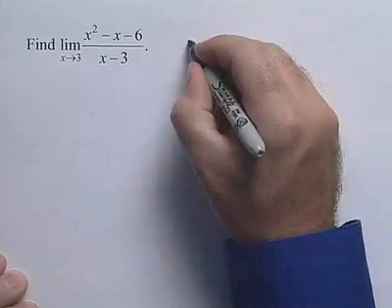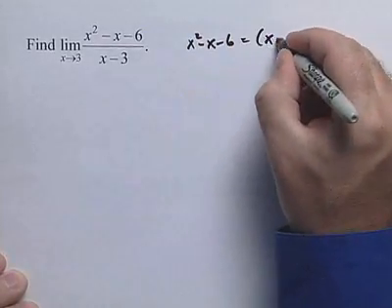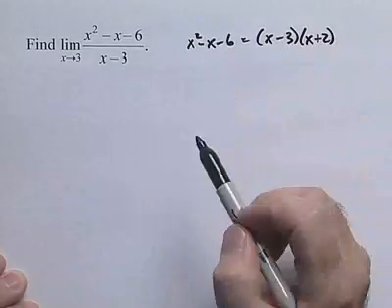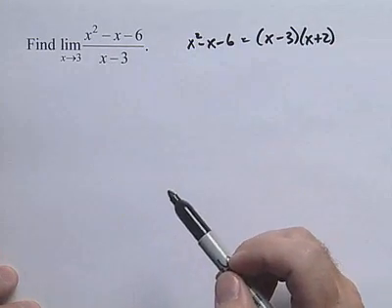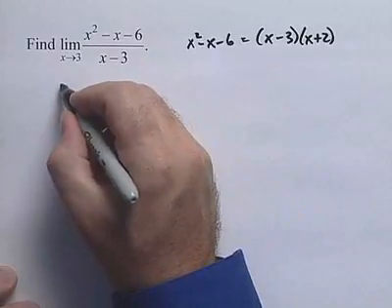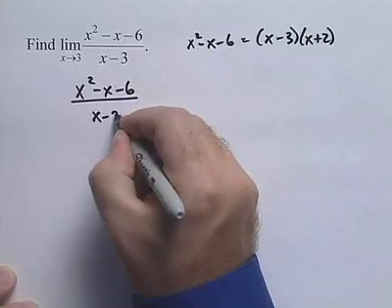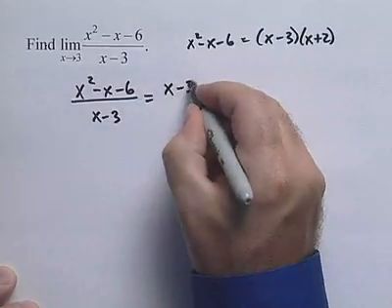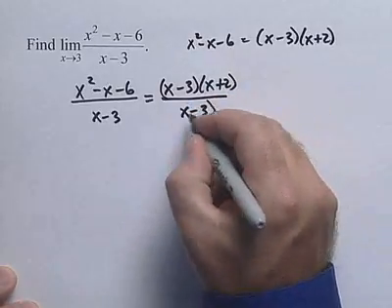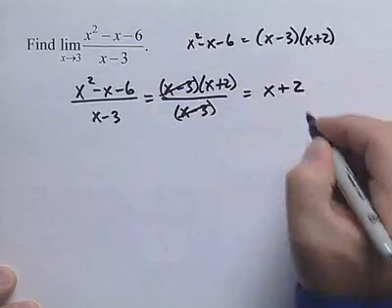However, we do notice that x squared minus x minus 6, we can factor as x minus 3 and x plus 2. So we notice that there's a factor x minus 3 in the numerator and x minus 3 in the denominator. And so this expression, x squared minus x minus 6 divided by x minus 3, we can write as x minus 3 times x plus 2 divided by x minus 3. We cancel these factors and say that this is equal to x plus 2.